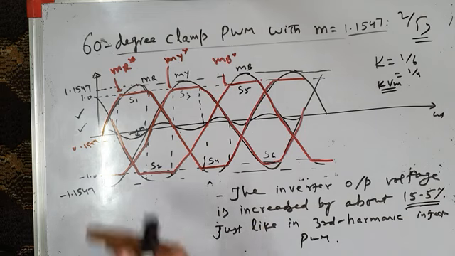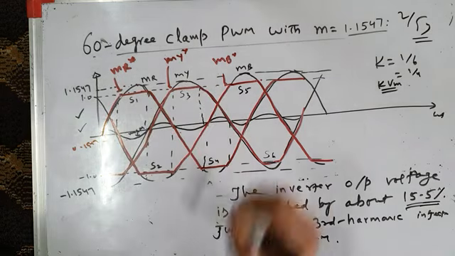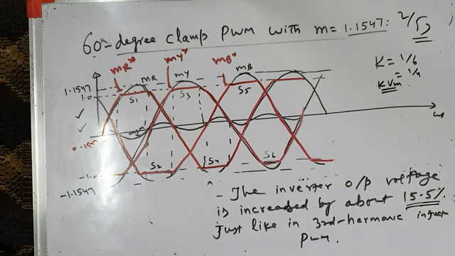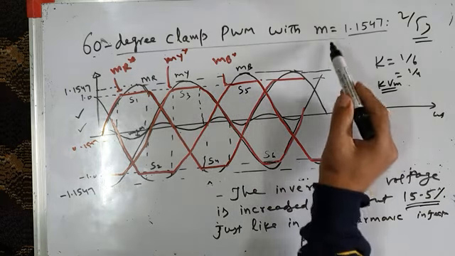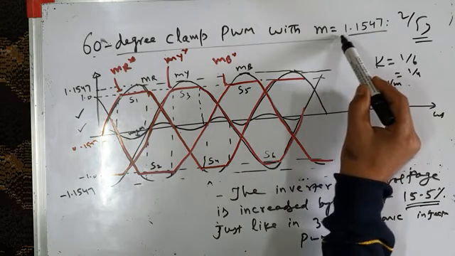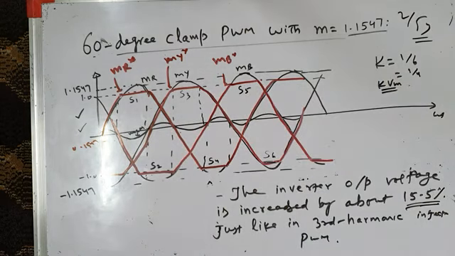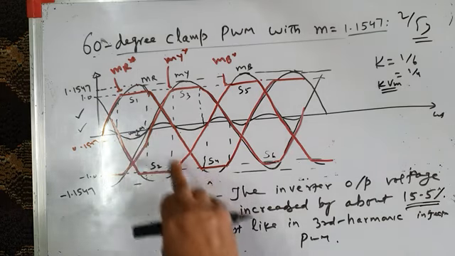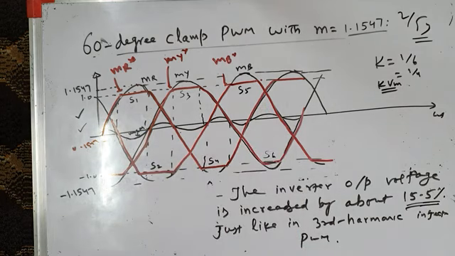And we have discussed two methods of achieving 60 degree continual clamp PWM. One is the previous technique, and another is this technique, in which the modulating wave is over modulated with a modulation index of 1.1547. So this method of 60 degree clamp PWM is preferable over the technique discussed before it, because it not only results in bus clamping and hence reduction in the switching power loss, it also results in an increase in the inverter output voltage by about 15.5%.